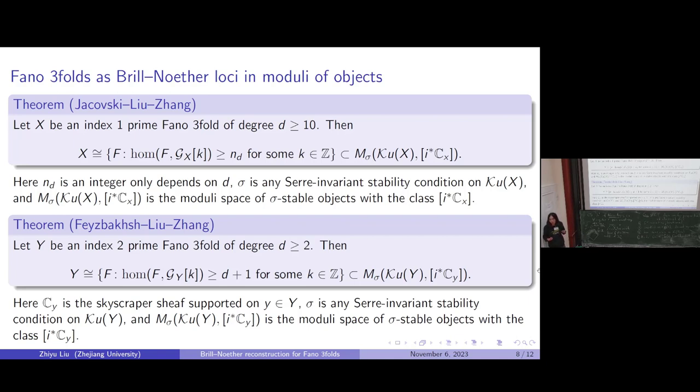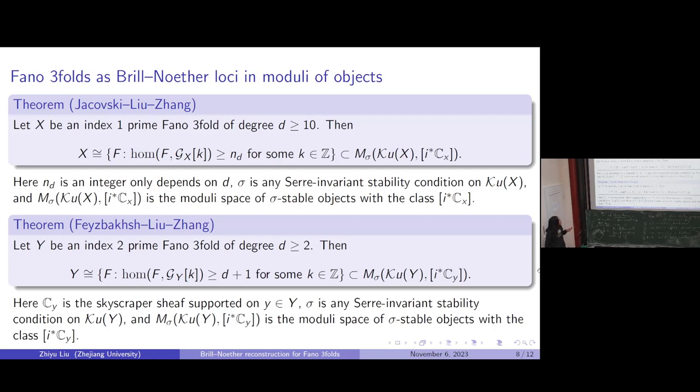What's the meaning of a factorial here? So in the definition of the left hand side, you have inequality, right? Bigger than or equal to nd. Yeah. So what happens when they become strict? Does it give you some interesting subvariety in X?